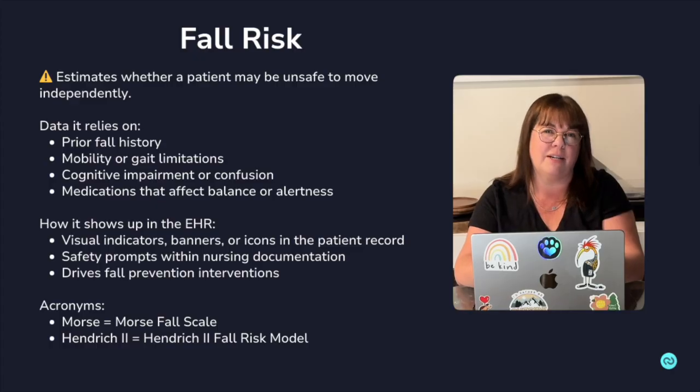So we've talked about some pretty big heavy hitters so far, but not all risk scores in the hospitals are about how sick a patient is. Some of the most common ones that are used focus on everyday safety. Fall risk scores are used to identify patients who may be unsafe to move on their own. They look at factors such as prior falls, mobility or gait limitations, confusion or cognitive impairment, and the use of medications that may impact balance or alertness. Tools like the Morse Fall Scale or Hendrich II convert these factors into a numerical score that drives prevention strategies.